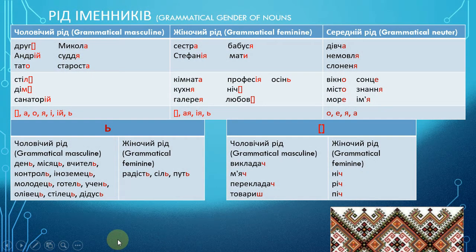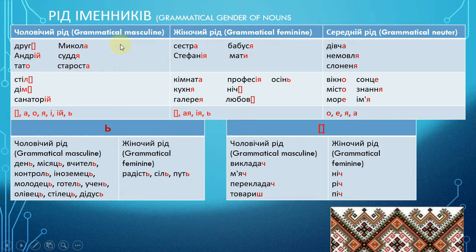And now let's talk about some grammar. Рід іменників. Grammatical gender of nouns. I strongly recommend you, when you learn a new word, to remember what grammatical gender it is, because it's really difficult, and as you can see, some endings are the same in different grammatical genders. So these are just typical.